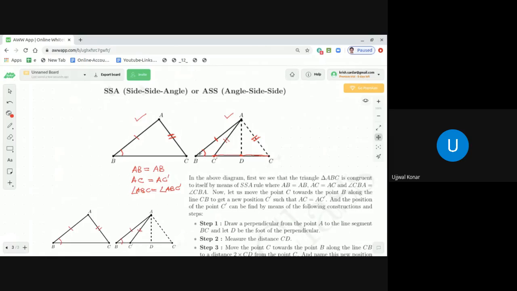So dear students, henceforth, if any question is asked whether SSA or ASS is going to prove the congruency or not, then your answer should be, it depends. It depends on the measurement of the angle under consideration. If the measurement of the angle under consideration is more than 90 degrees or equal to 90 degrees, then SSA or ASS can guarantee congruency. But if the measurement of the angle under consideration is less than 90 degrees, then we cannot confirm that the two triangles are congruent under the SSA or ASS rule.